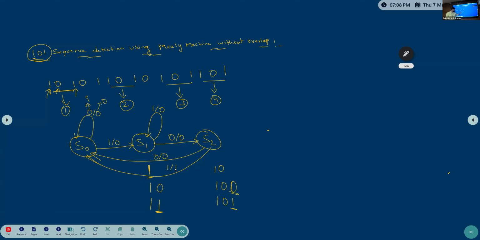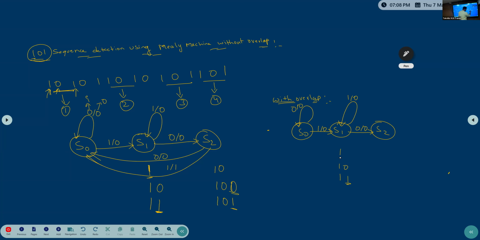With overlap, all the things are the same. If you go with overlap, 0 means output will be 0. If 1, output 0, it goes to the next step. If it is 1, output will be 0, same step. If it is 0, output will be 0, and it goes to the next step. After this, here we detected 1, 1 0, 1 1.